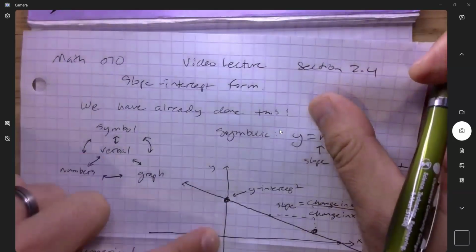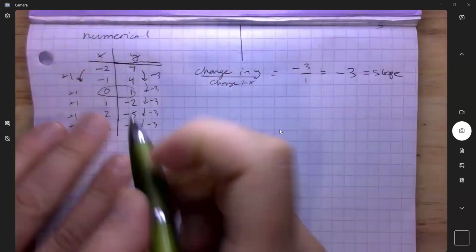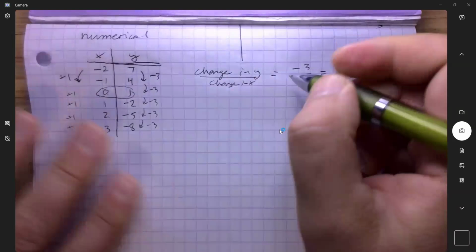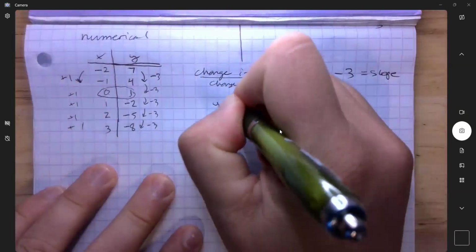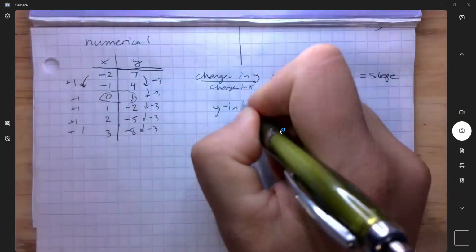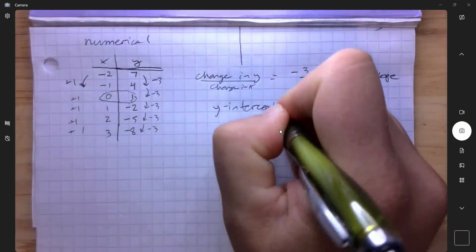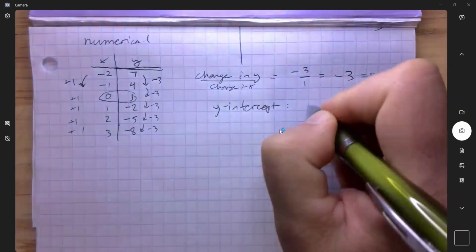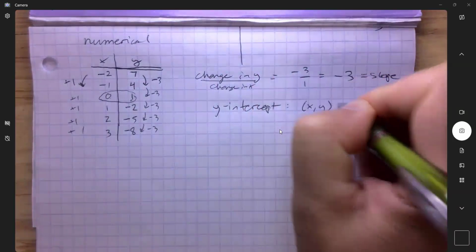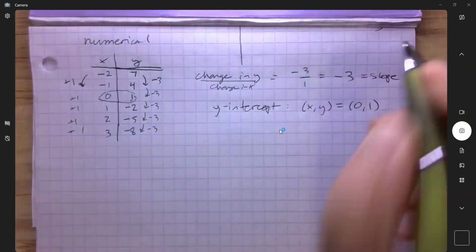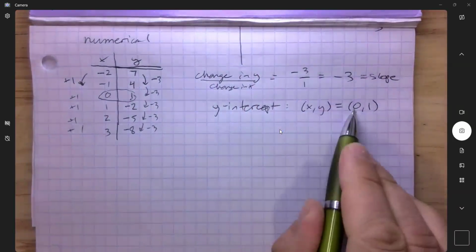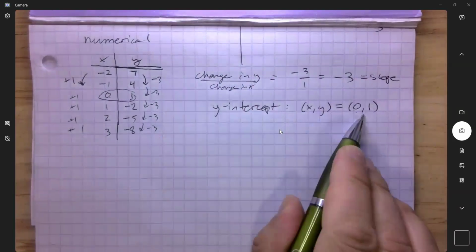that's when x is 0. Same thing here. Y-intercept is when x is 0. And we write it as a coordinate point where we remind ourselves that x was 0, and then we write the associated y value.